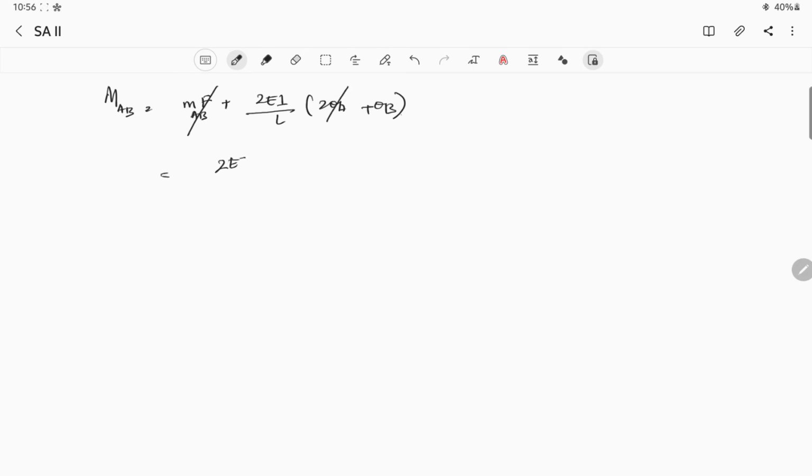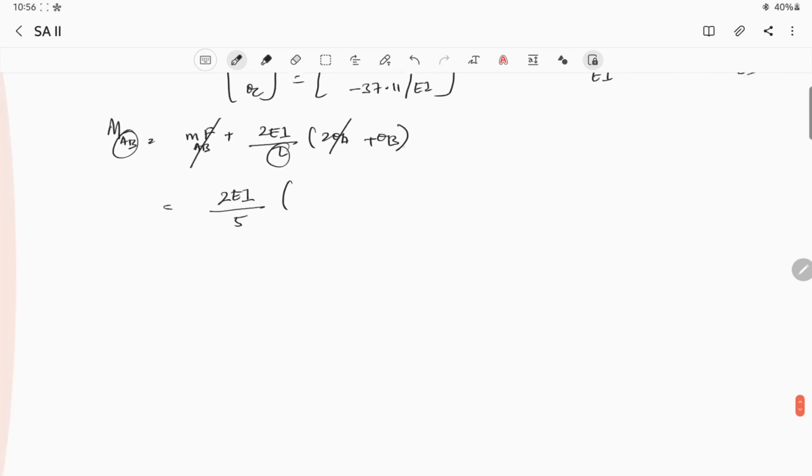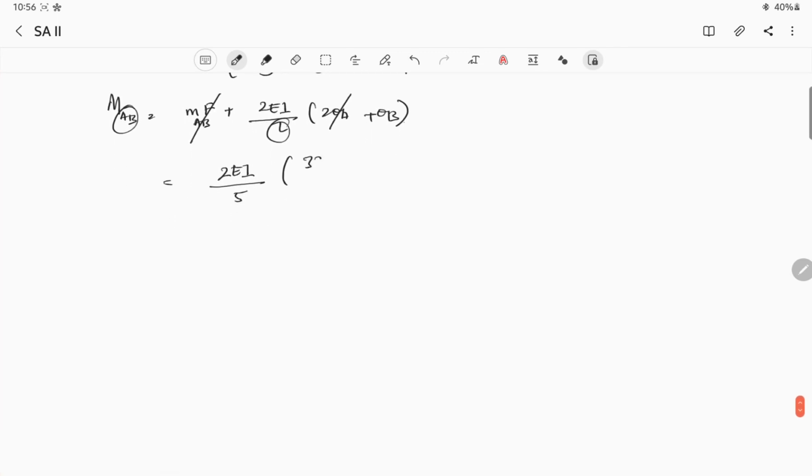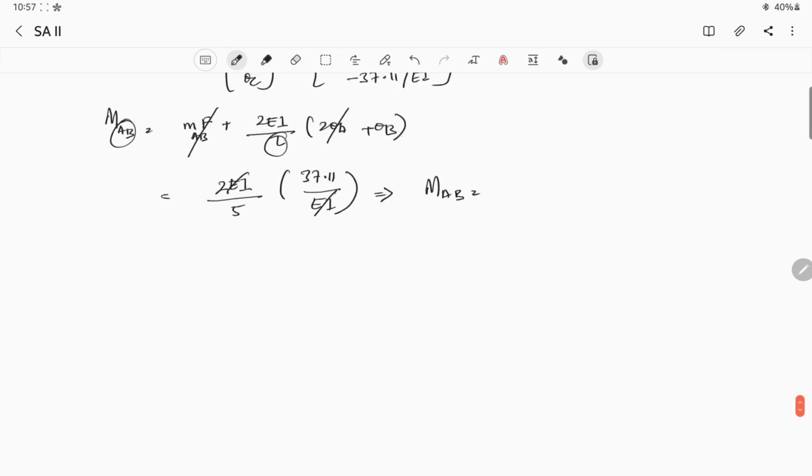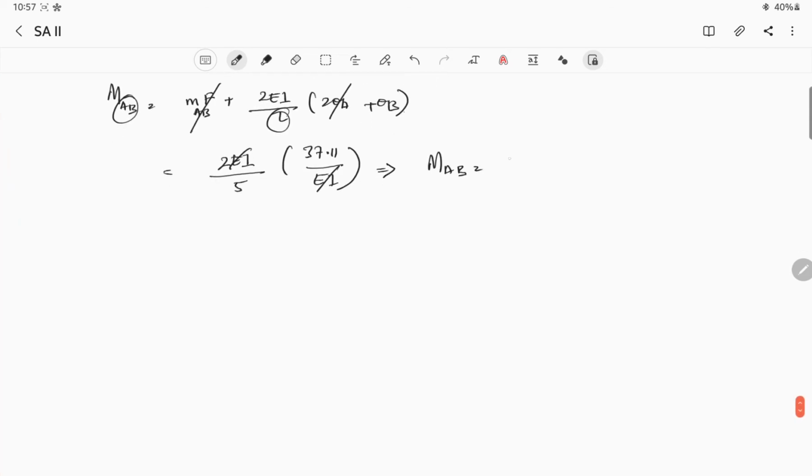So 2EI by 5. Why am I taking 5? Because we are calculating AB. What is the span of AB? 5 meters, into theta B. What is the value of theta B? We got 37.11 by EI. This EI and this EI will get cancelled. So finally, if you calculate this one, MAB, you will get 14.84 kilonewton meter. Okay, this is the final moment MAB.